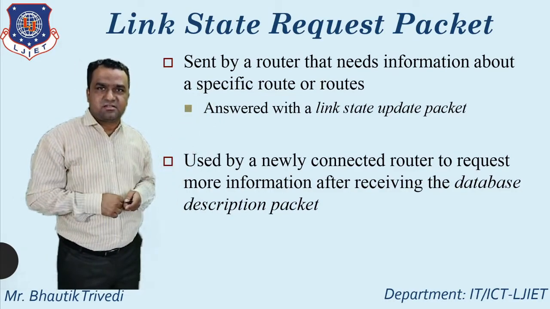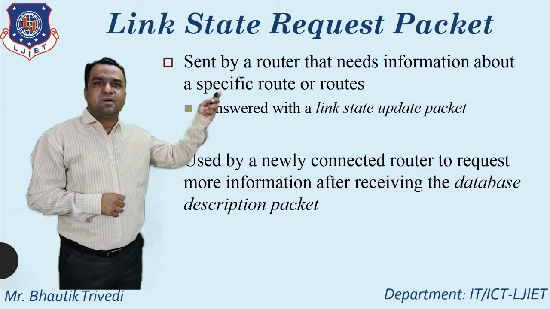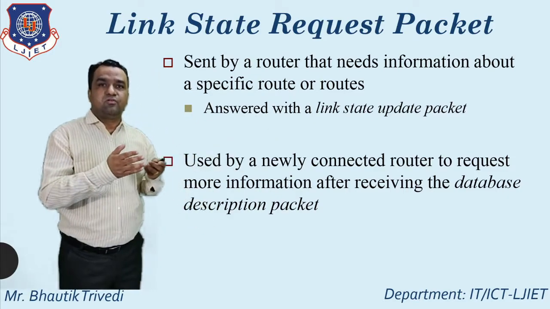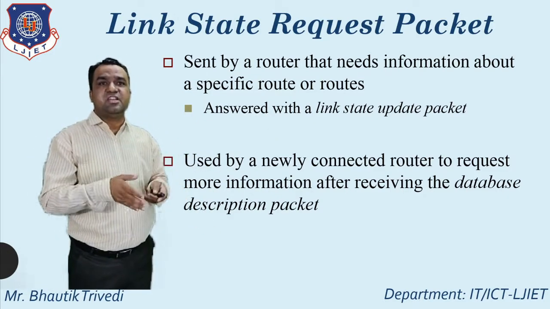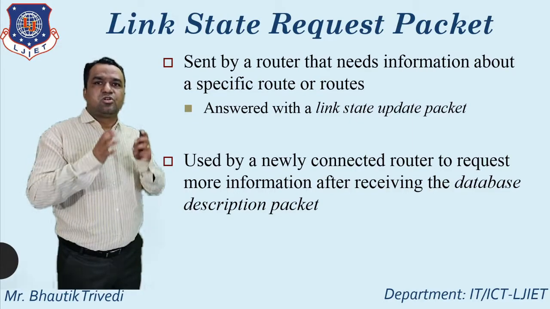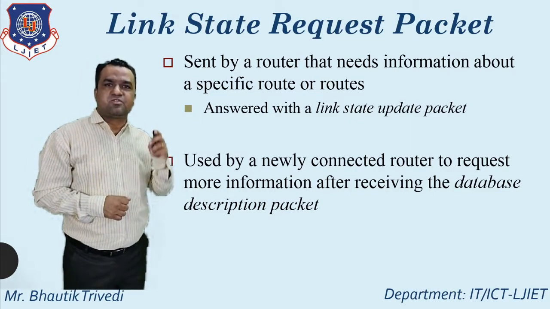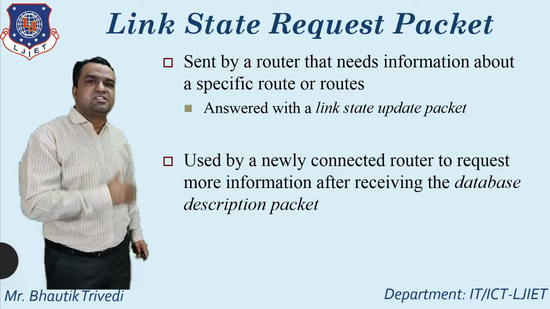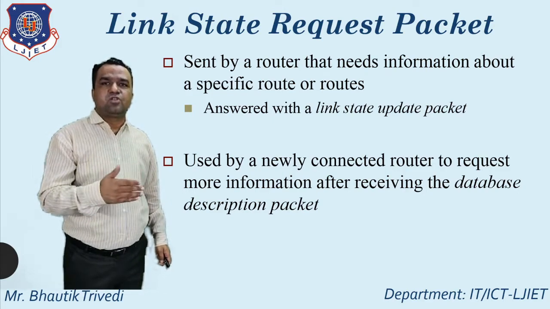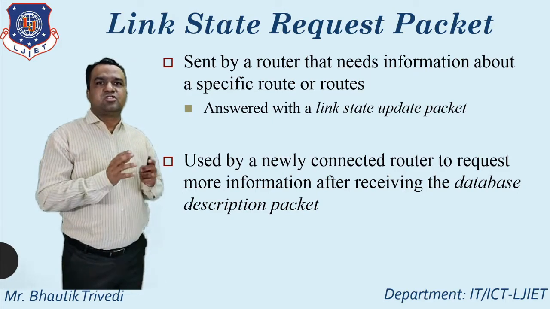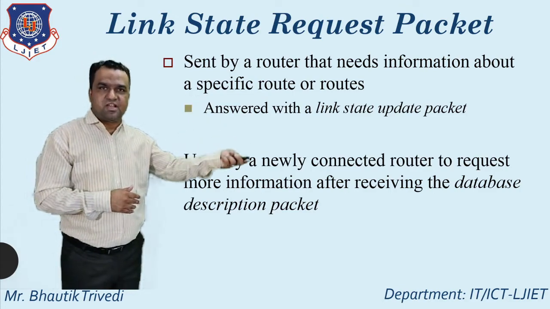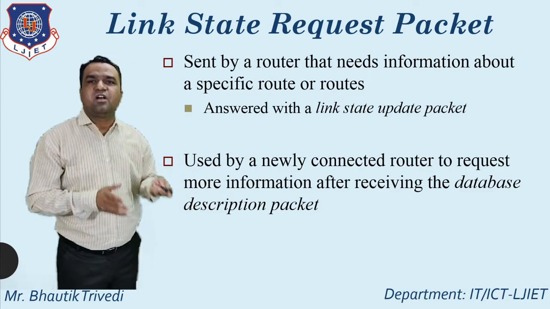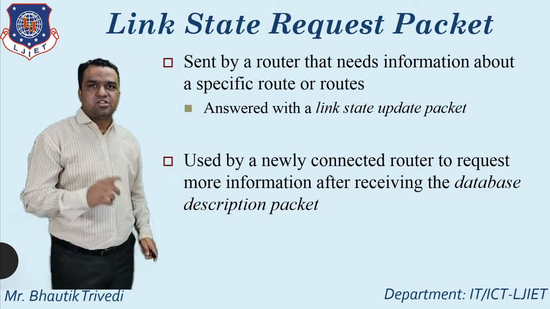Why do we use this? It's sent by the router that needs information about a specific route or routes. For that, the particular answer is a link state update packet. So a newly connected router requests more information after receiving the database description packet. After receiving the database description packet, if you want more information related to that, you directly send the link state request, and for this you directly retrieve the answer in the form of a link state update packet. So let's start with this.